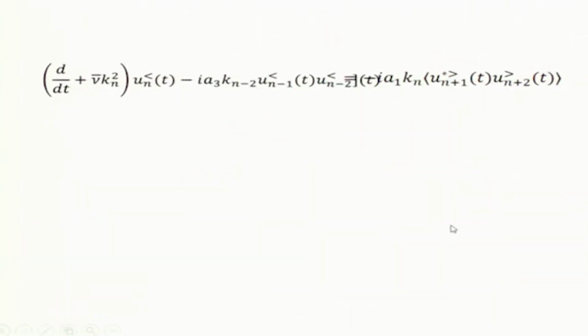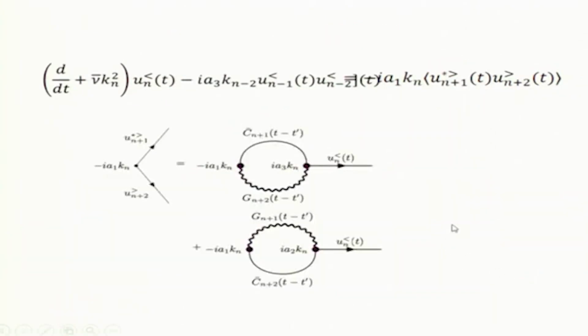So, I am sorry, well, this is the same equation. So, we write this in terms of Feynman diagram. So, this minus I A1 Kn, this guy, okay. So, this equal this, a bit of transport from keynote to PPT, that happened. So, minus I K1, this is the vortex, this vortex, okay. Un plus 1 star, this is Un plus 1 star, and Un plus 2 greater. So, these two are greater.